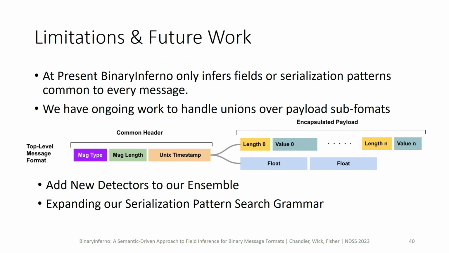It's not without limitations. Right now, the biggest limitation is BinaryInferno only infers fields or serialization patterns that are common to every message. Many protocols use unions over payload types, and that's something we're currently working on, and we think we have a solution for some upcoming work.